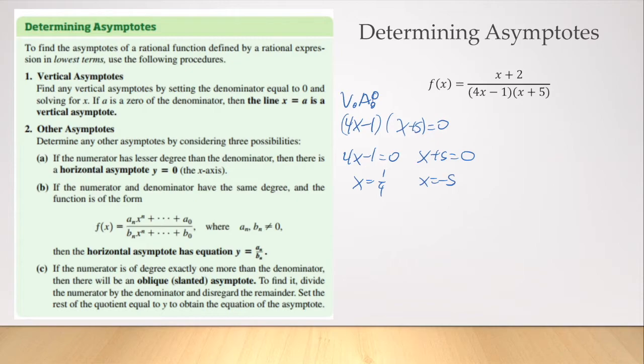I then go ahead and see, okay, is the numerator lesser degree than the denominator? Well, yeah, the numerator is degree 1, but our denominator is going to be degree 2. If I FOIL this out, you can see it's degree 2. So I also have a horizontal asymptote at y equals 0.